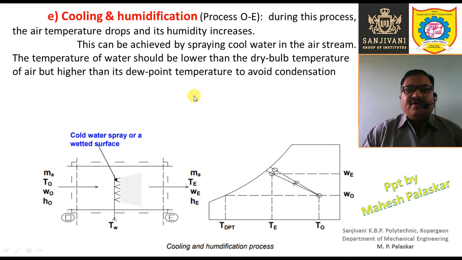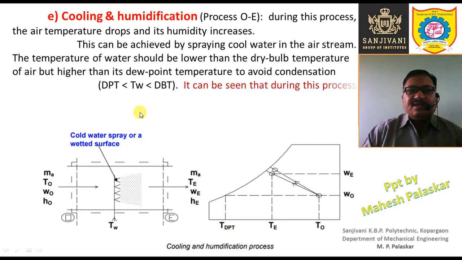But we are not going for dehumidification here, we want humidification. So we must take care that the temperature of this cooling water should be less than the dry bulb temperature, but it should be more than the dew point temperature of the air to avoid condensation.